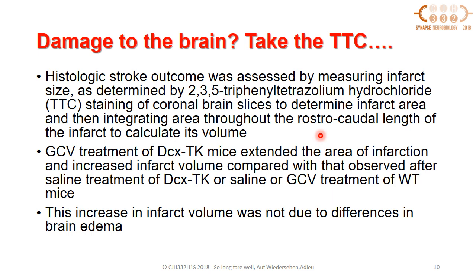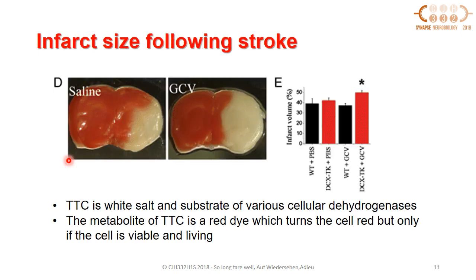And we can see what the overall size of the stroke volume is after we have eliminated the migrating cells. If we give ganciclovir in the presence of this thymidine kinase, will the size of the infarct, the size of the stroke, look bigger or will it be smaller? In fact, we do see an increase in the infarct volume, which is shown here. So in red, this is a slice that we would take out of the brain, and while the slice is still alive and being perfused, we can apply TTC.